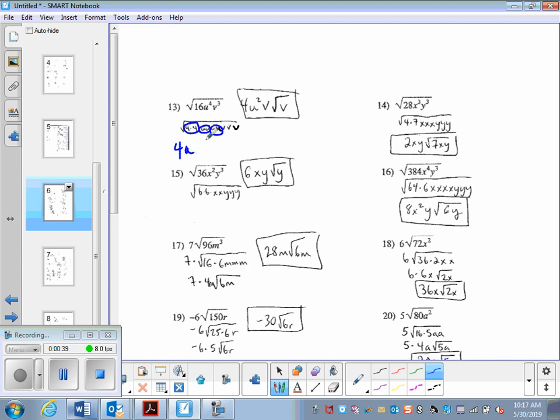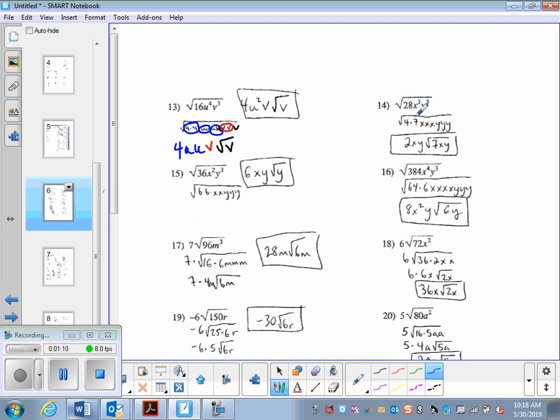Then here, I'm pulling out another u. And then within the v's, I am pulling out just one set of the v's. Now underneath the radical, I still have this final v right here. And right here in blue, u times u is u squared. So the final answer that I have here boxed is 4u squared v times the square root of v.